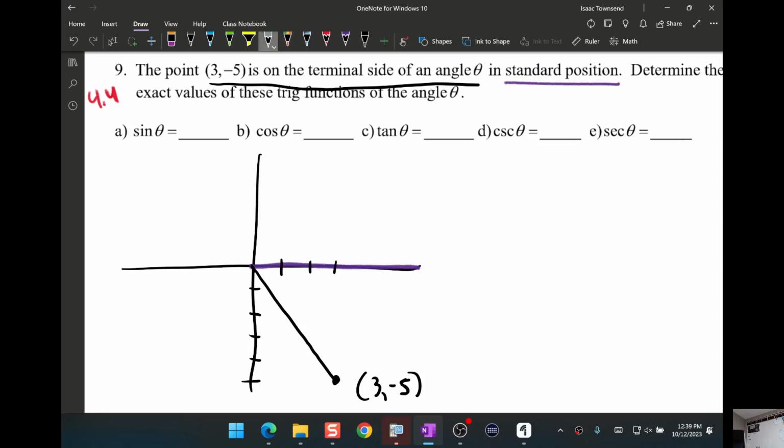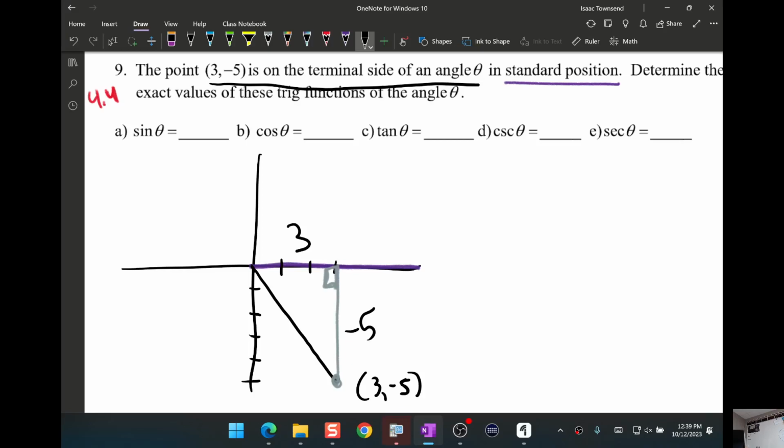But in section 4.4, we talked about reference triangles. So if you take this point on the terminal side of your angle and draw it to the x-axis, that creates your right triangle, your reference triangle. To get to this point, I had to go right 3 and down 5.